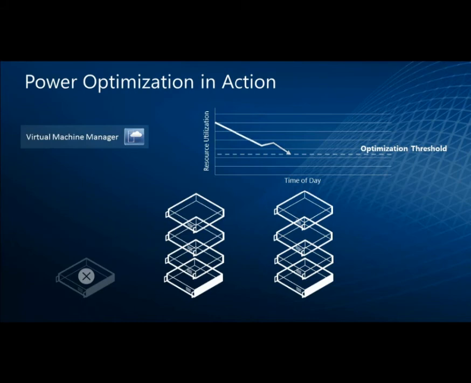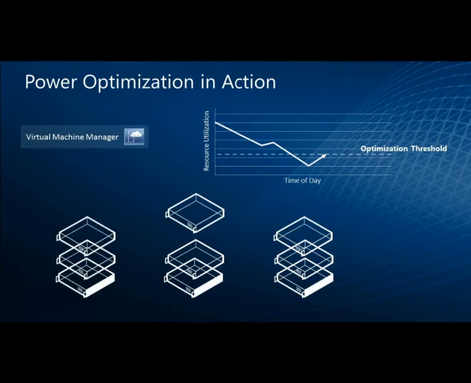Now, over time, I won't need those resources, but then the resource utilization will pick up and I'll start moving above that optimization threshold. At that point in time, we'll power on some or all of the remaining machines that we powered off. And then through dynamic optimization, it'll move virtual machines around to rebalance that workload. So this gives me the ability, when I don't need those resources, to shut them down, but when I do need them, we'll start them right back up again.